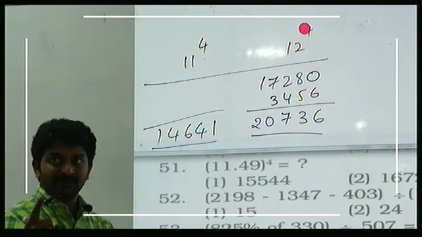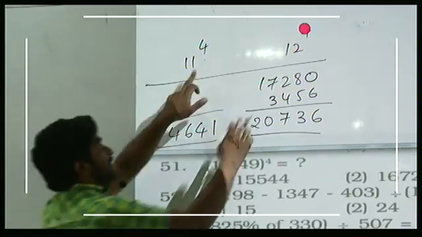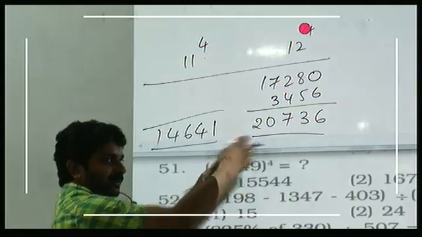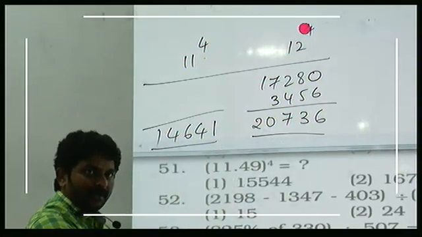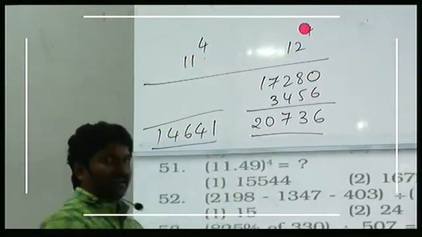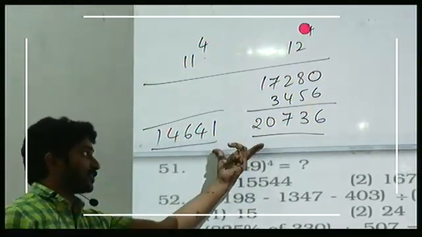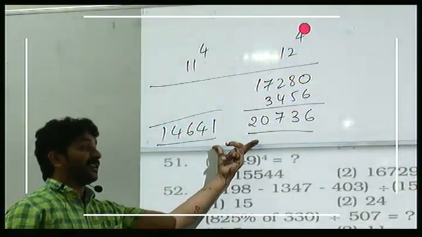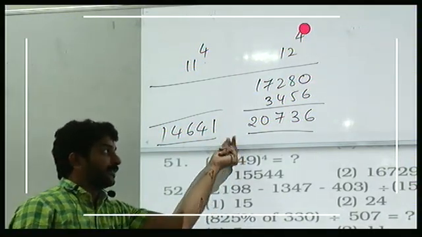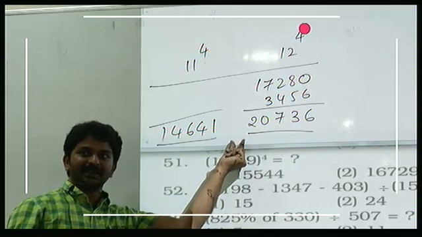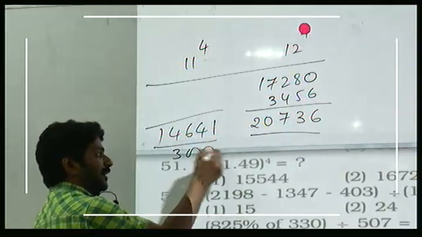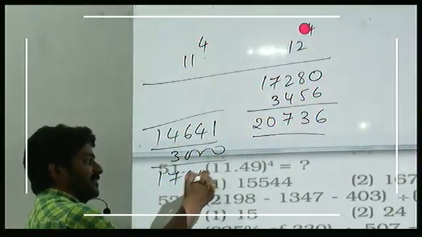11.5 to the power of 4, which is in between these two. Answer will be nearby this, in between these two, middle number. Are you getting? 14,600 and then 20,700. Tell me the approximate difference between these two numbers. 6,100 or else 6,000. Difference between these two numbers is 6,000. Half is 3,000. So when you add 3,000 to this number, that will be 17,641.